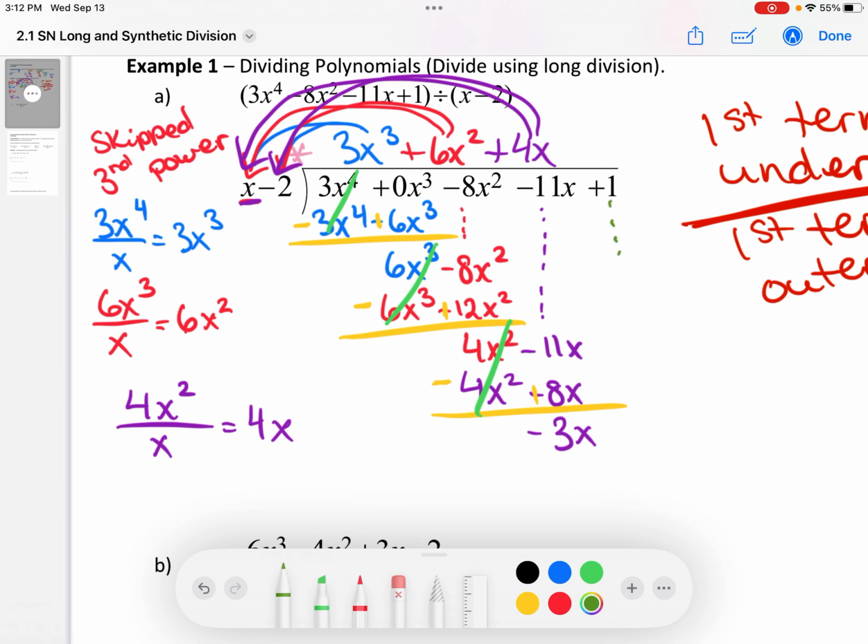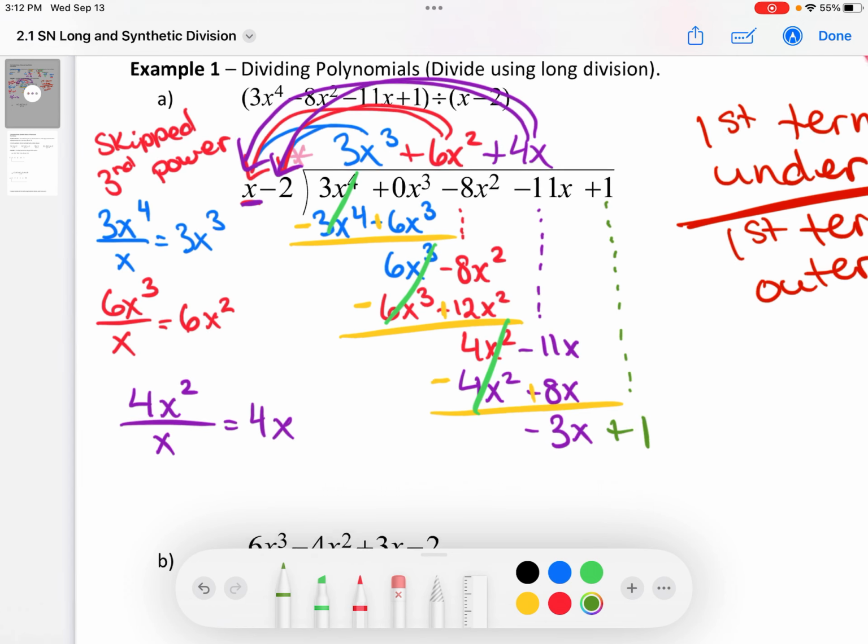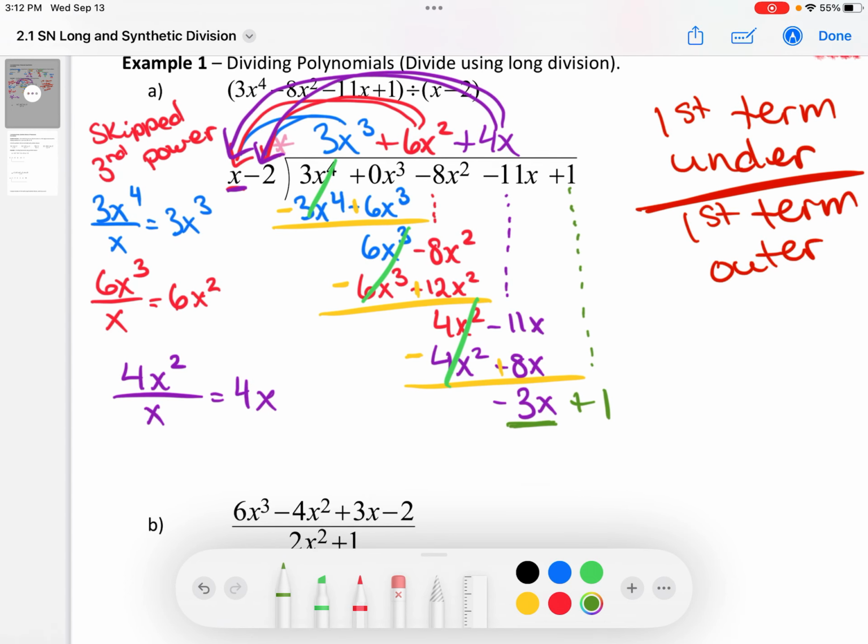Now, we bring down the next term. That's a plus 1. Bring that term down. And then we do the same thing again. Take the first term underneath, that negative 3x. Divide it by the first term on the outside, that's x. When we divide that out, that's negative 3.